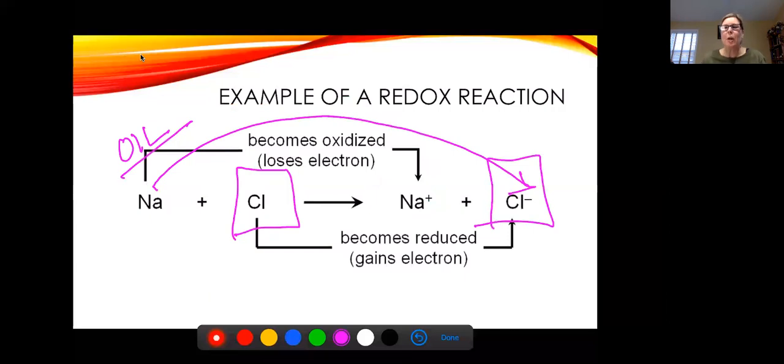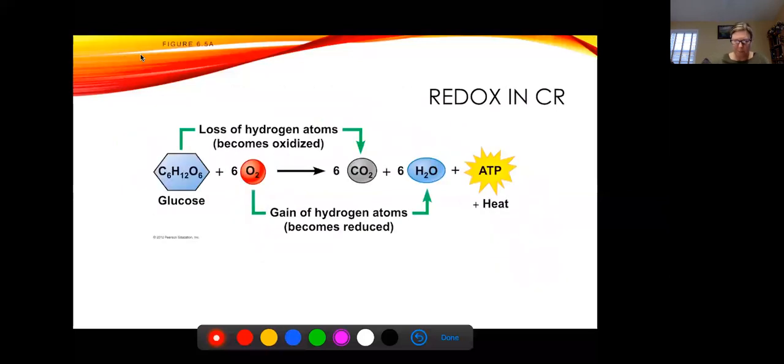All right. So because chlorine is gaining, we got the RIG part. Reduction is gain, so it is being reduced. We are going to talk about all these redox reactions for the next 2 chapters, so you need to understand redox.